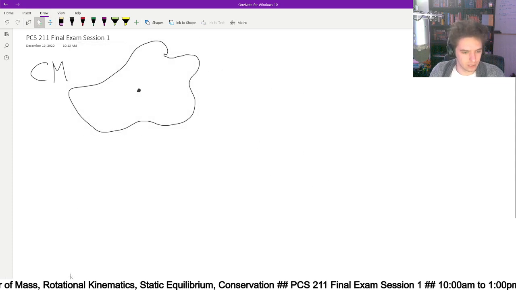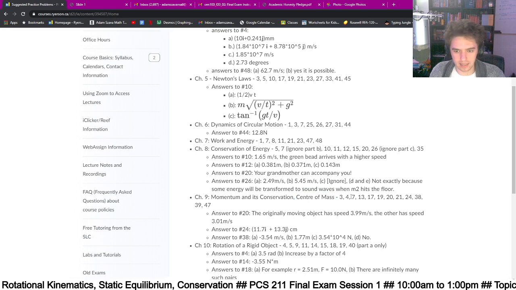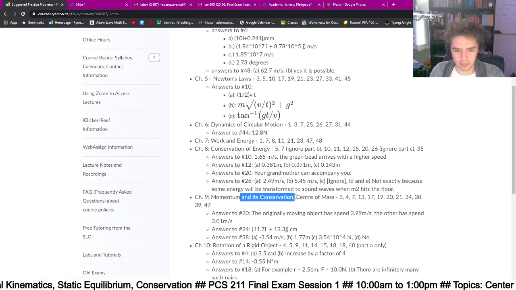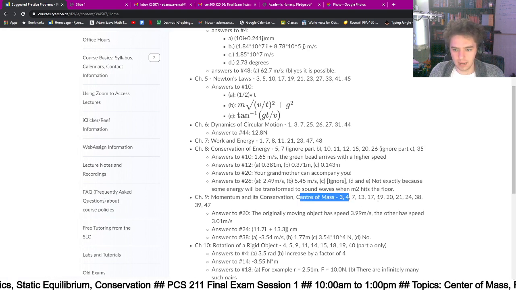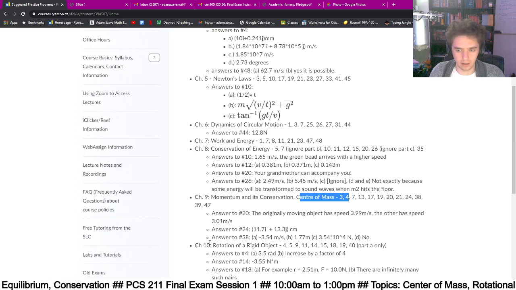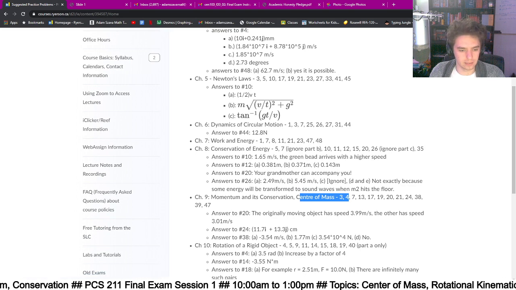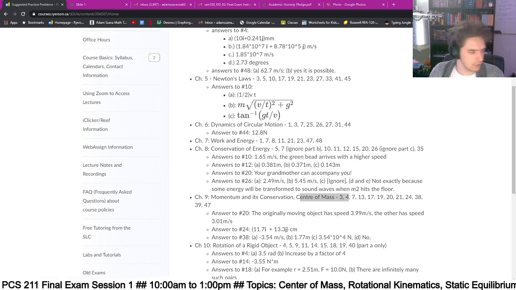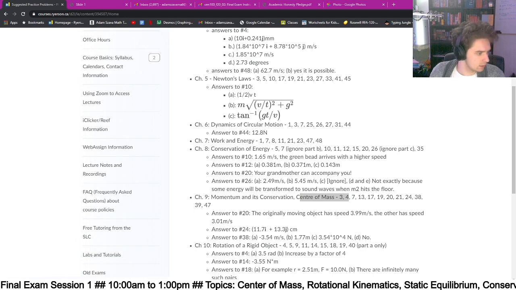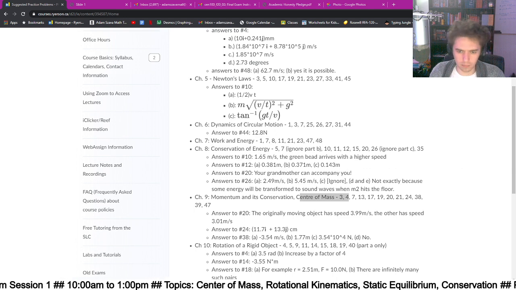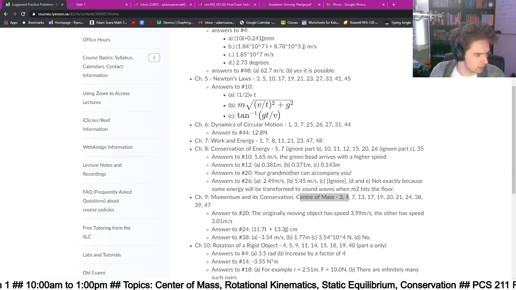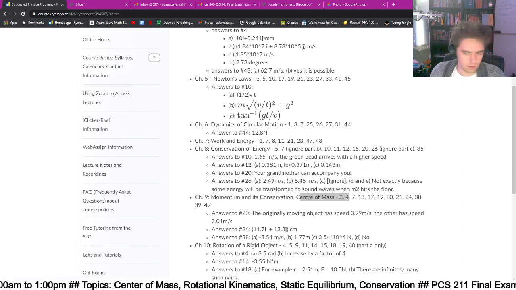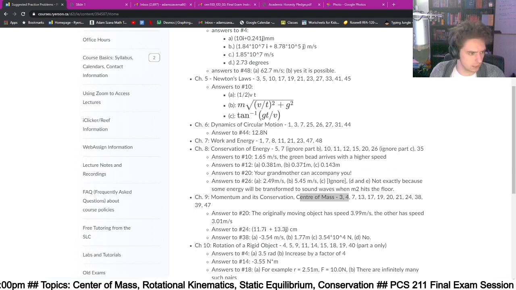And so let's begin with these questions. This is momentum and its conservation, from the last test. And I think the last three questions here are on center of mass. So let's take a look at it. So 38 from chapter 9. And 24 is a question too. 24 is the center of mass question? Okay. Yeah.